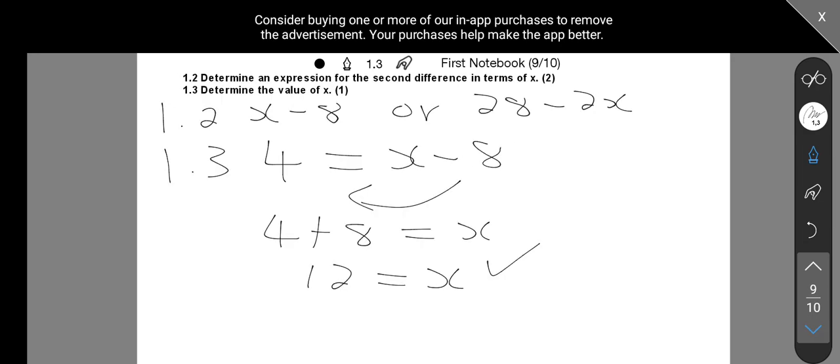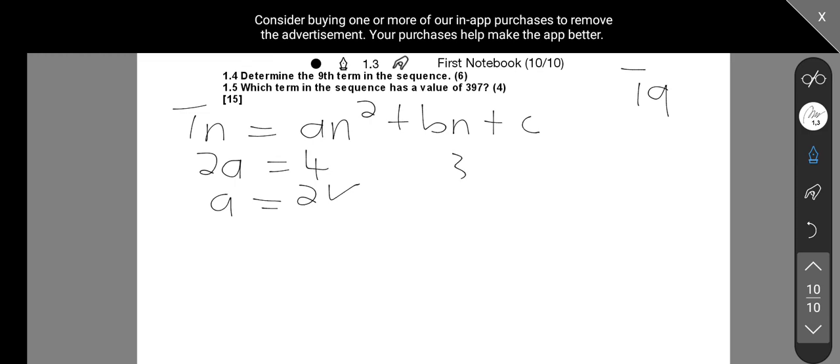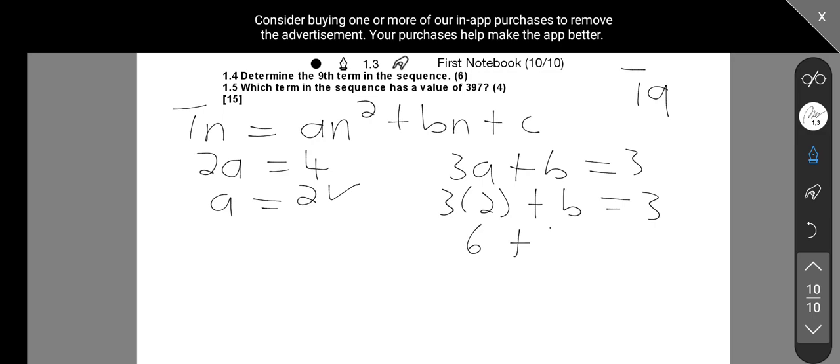So let's go and write it. We're going to say that 3A plus B is equal to 3. Our A in this case is 2, so 3 times 2 is 6, and 6 plus B is equal to 3. This means that B is equal to negative 3. We're going to take the positive 6 to the other side and we're going to say 3 minus 6, and we'll give you negative 3.